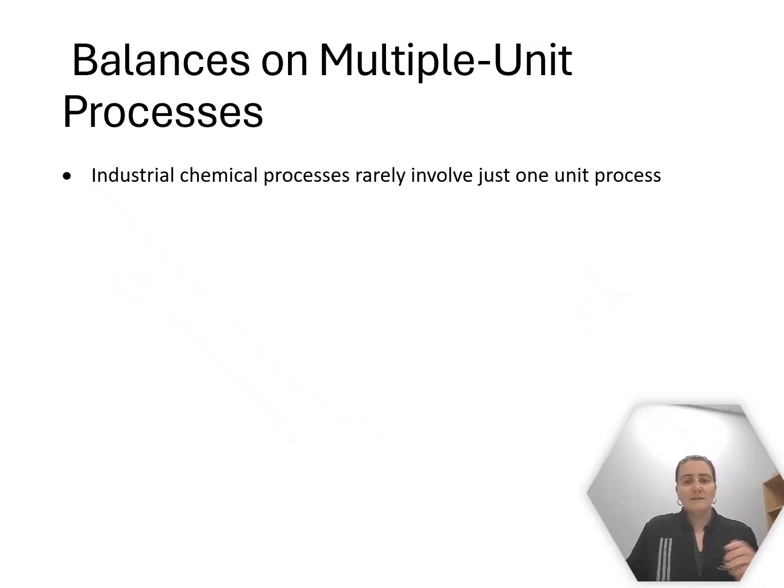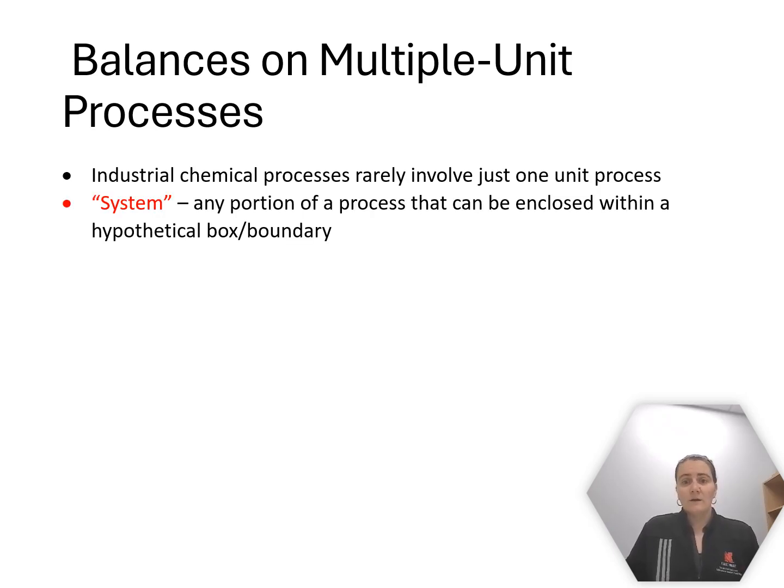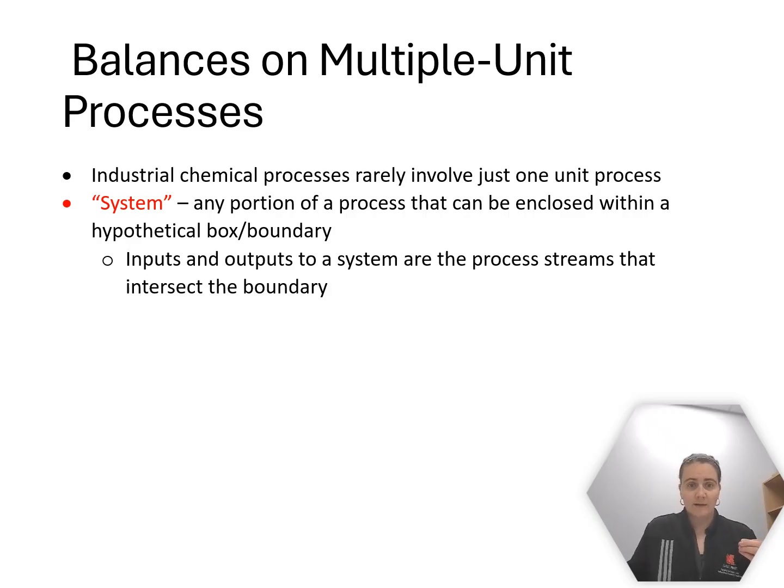All right, so let's talk about balances on multi-units. Your industrial chemical processes rarely involve one system or one process. So we're going to define a system as any portion of a process that can be enclosed within a hypothetical box or boundary. Inputs or outputs to the system are going to be the process streams that intersect that boundary. To date, we've had one process, and we've drawn our boundary around that process. So any arrow that crosses into that box is now an input or output of that particular process.